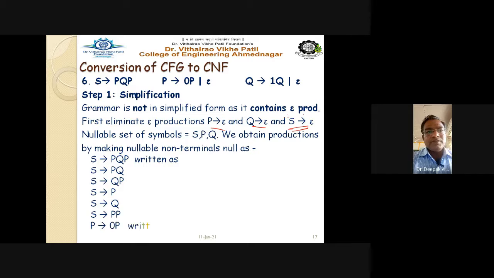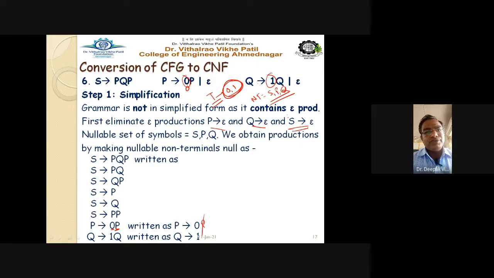And the rule P gives 0P. This is 0, not O, it is 0. So here the terminals are 0 and 1. Observe this. This 0 is one terminal and 1 is one terminal. Remember this point. And your non-terminals are nothing but your S, P, Q. These are your non-terminals, or variables, whereas this 0 and 1 are nothing but your terminal symbols. So 0, 1 are terminals and P is a non-terminal. So it can be written as 0 only, because this P is now becoming null. And for the next rule, that is Q gives 1Q, this can be written as Q gives 1 only, where Q is now becoming null.